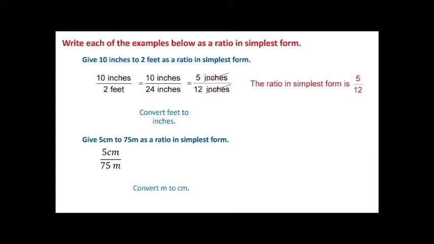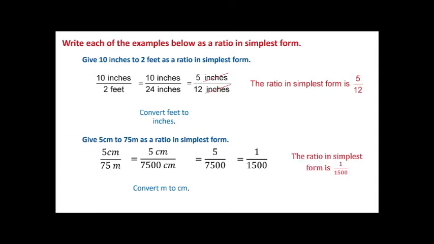I notice the units are not the same, and I'm going to take the meters and turn them to centimeters because I always like to take the big units and cut them into smaller pieces. I also happen to know that there are 100 centimeters in a meter, making this 5 centimeters over 7,500 centimeters. And since the units are the same, I'm going to go ahead and get rid of the units. This is 5 over 7,500, which is 1 over 1,500. The ratio in simplest form is 1 over 1,500. That's not awful, right? Not too bad?